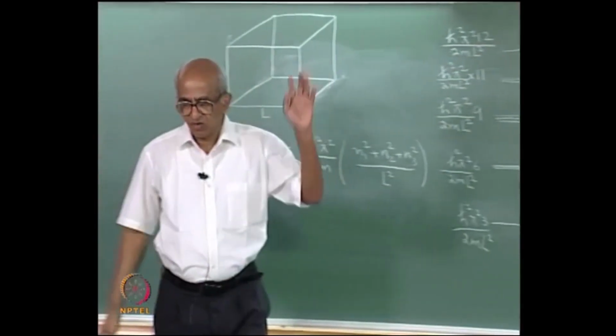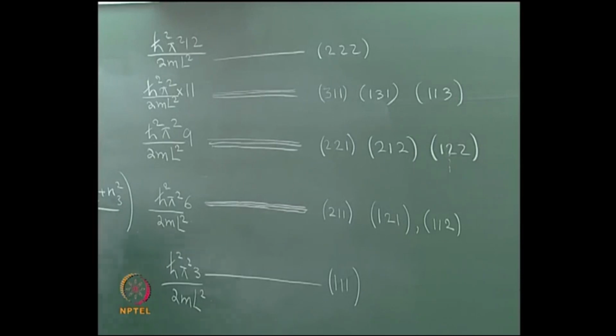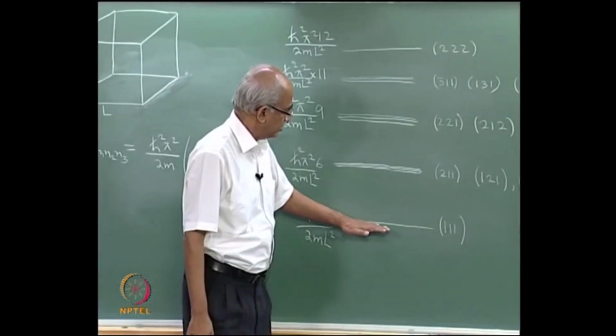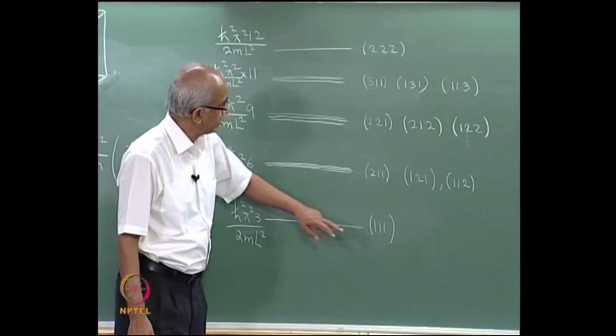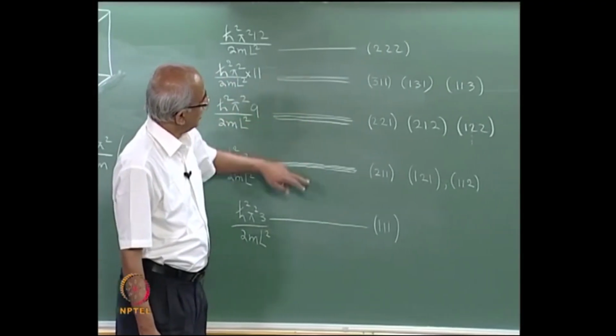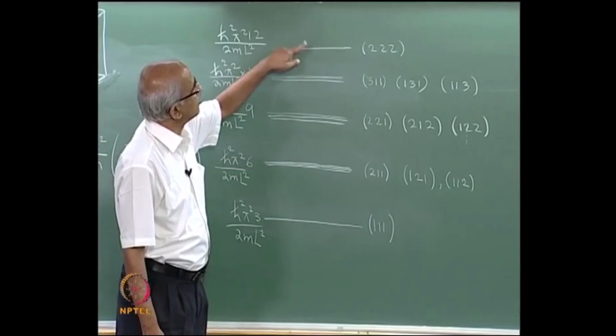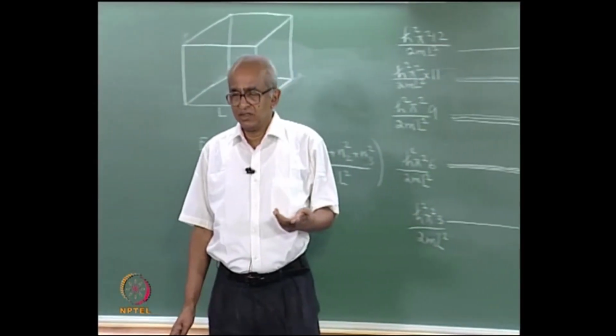Of course, you can go on doing this, you can calculate the energies of the allowed states further, but we will not do that. But the important thing to notice is that the ground state, that is the lowest possible state, is non degenerate. The next 3 levels are triply degenerate, and the following one is again non degenerate.